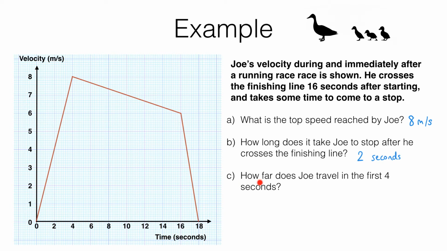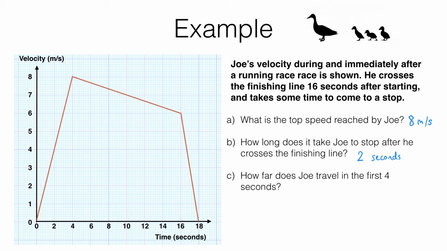So that means it takes him 2 seconds to come to a stop after crossing the finishing line. Next, how far does Joe travel in the first 4 seconds? Now, this is the main point of this video. If this was a distance time graph, it would be easy. We would simply read up from 4 seconds and read across to find the distance. However, this is not a distance time graph. What we need to do is, in fact, find the area under the graph. Now, this sounds a little bit weird, but just watch what I do first.